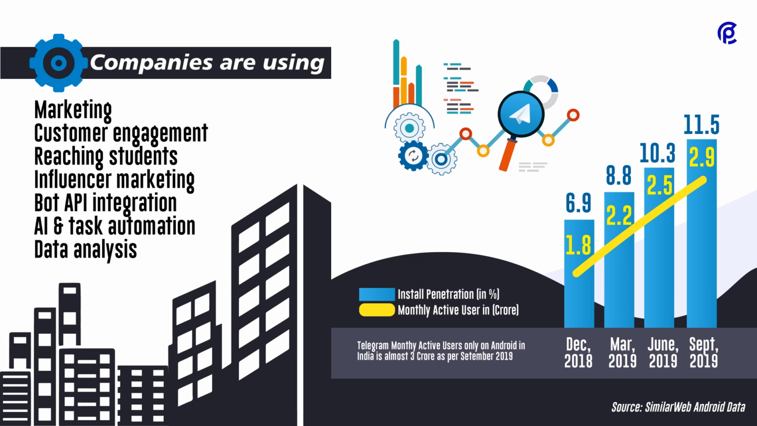Also, you can see that 3 crore monthly active users were already there on Telegram in September 2019. This is a report that was published in a newspaper, and you can see the install penetration rate of the Telegram application is increasing every month. So it is bringing a lot of opportunity in terms of getting more users. If Telegram has more users, your channel is going to have more subscribers. More people will come and view your channel and subscribe to it.